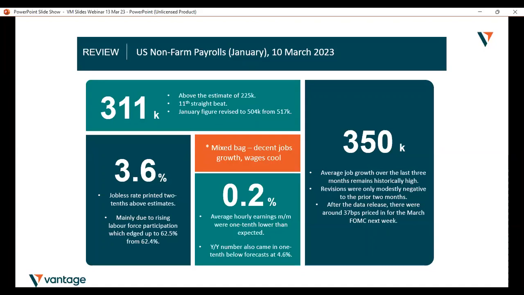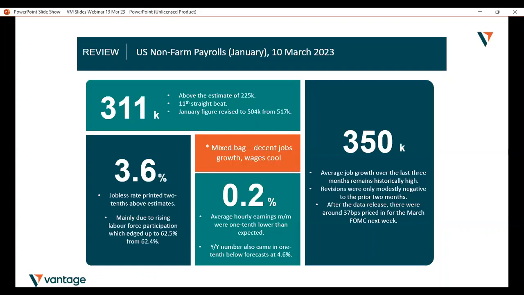So the data, if we just step back before obviously the SVB blowout, kind of muddied the water for the Fed. Anyway, this data really, because job growth is still strong, I've highlighted here 350,000 job gains over the last 3 months, really still high. Small revisions to the previous 2 months and not massive revisions that some people thought we might see, seasonal adjustments and so forth.